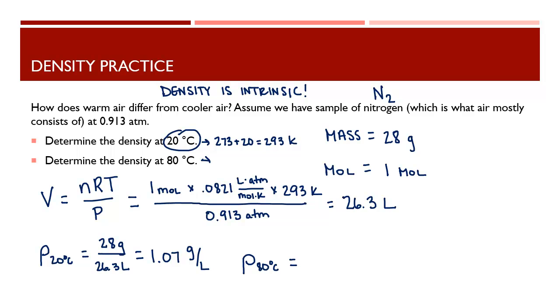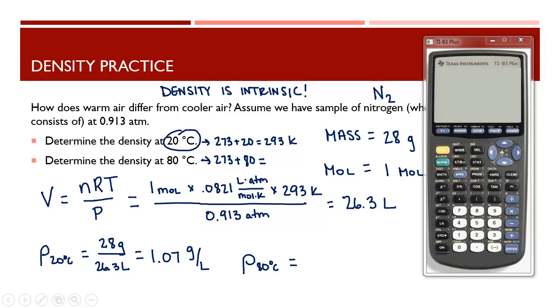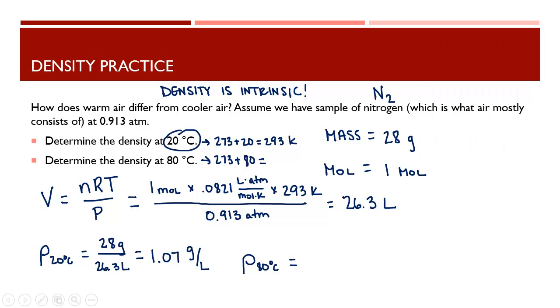Now the density of this gas at 80 degrees Celsius is going to be different, so we need to plug in a new number here. So we'll take 273 plus 80 to find our new temperature in kelvins, which is 353. I'm going to erase that 293 that was originally in our problem and substitute in the new temperature. So instead of the 293, I'm going to put in 353 kelvins. And that's also going to change my volume.